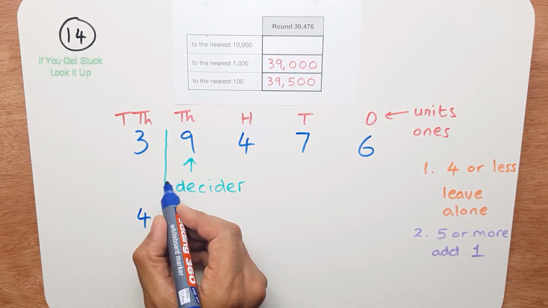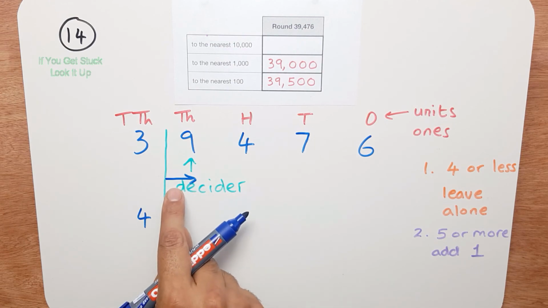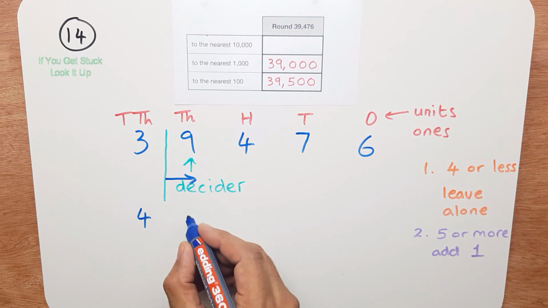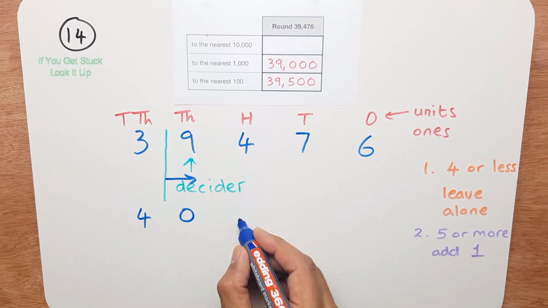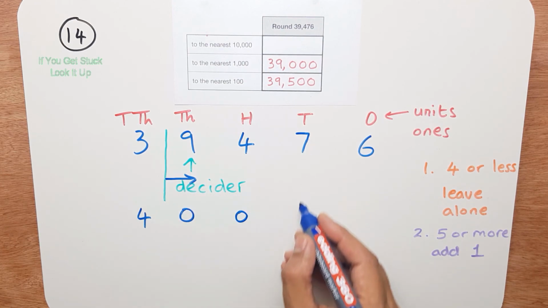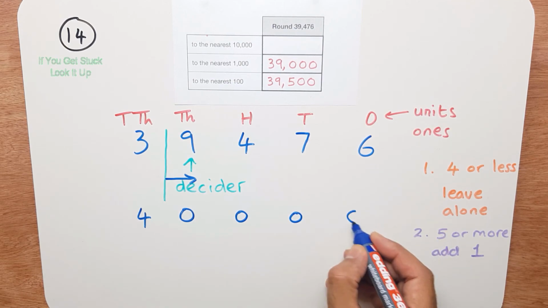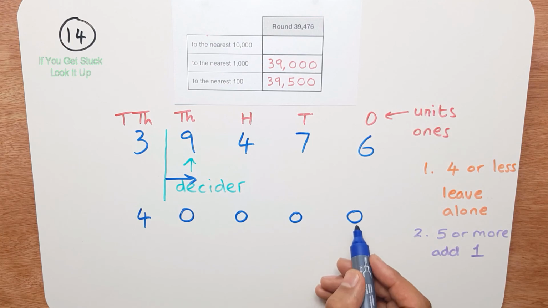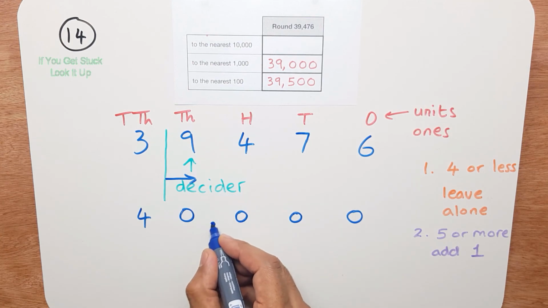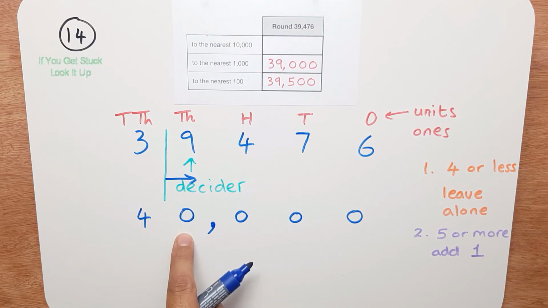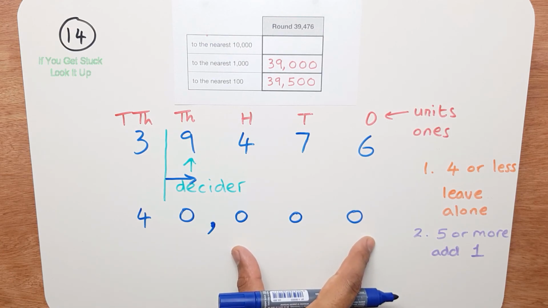And we said everything after the line becomes a 0. So the 9 becomes a 0. The 4 becomes a 0. The 7 becomes a 0. And the 6 becomes a 0. As before, 1, 2, 3, comma. So this is our thousands. So it's 40,000.